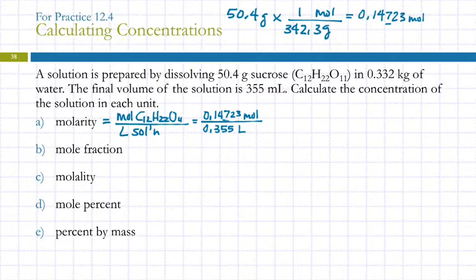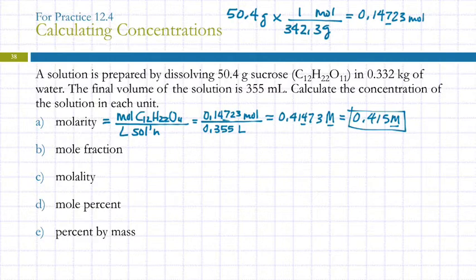0.14723 divided by 0.355. And I'm going to just include 3 sig figs here. 0.41473. The unit is capital M. And for 3 sig figs, it's 0.415.